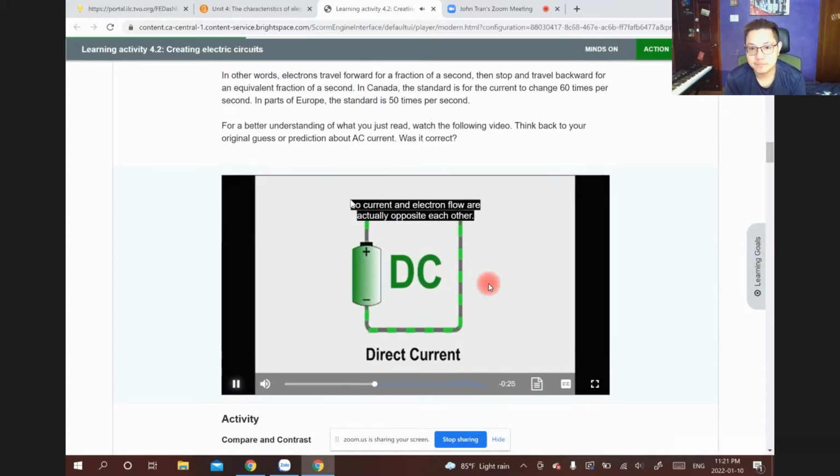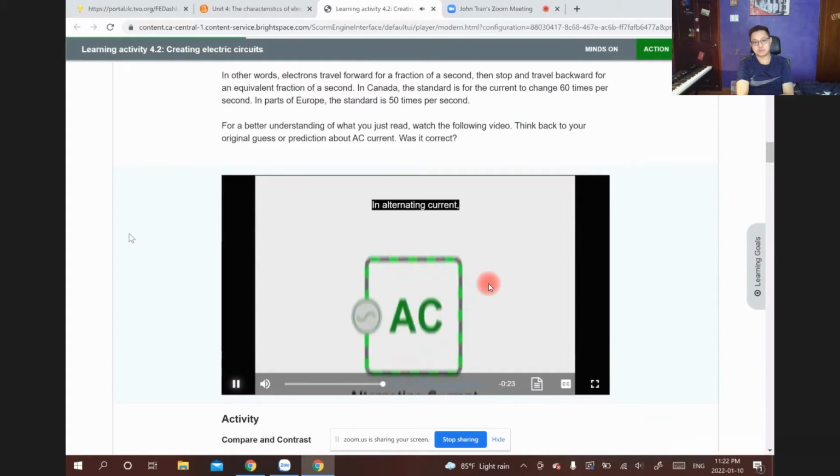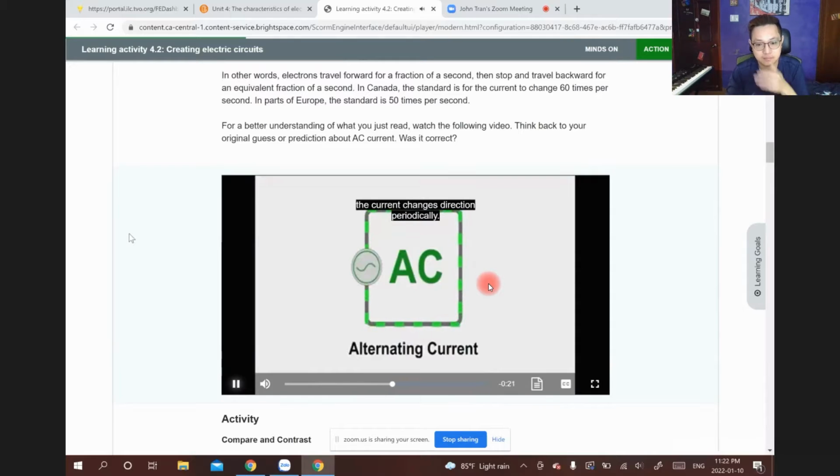Flow are actually opposite each other. In alternating current, the current changes direction periodically.